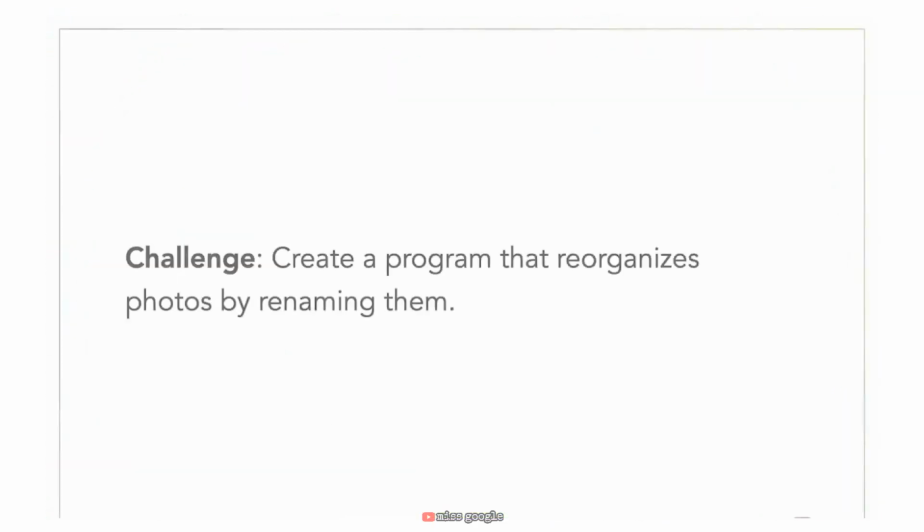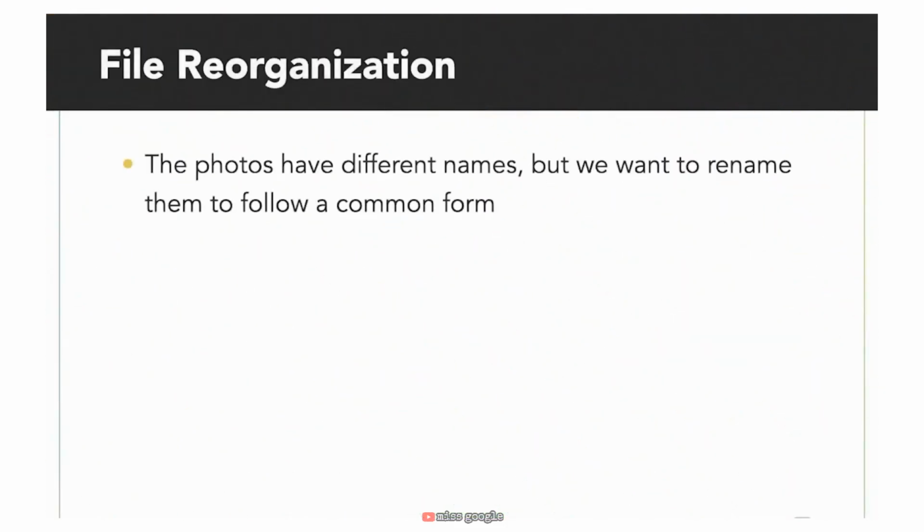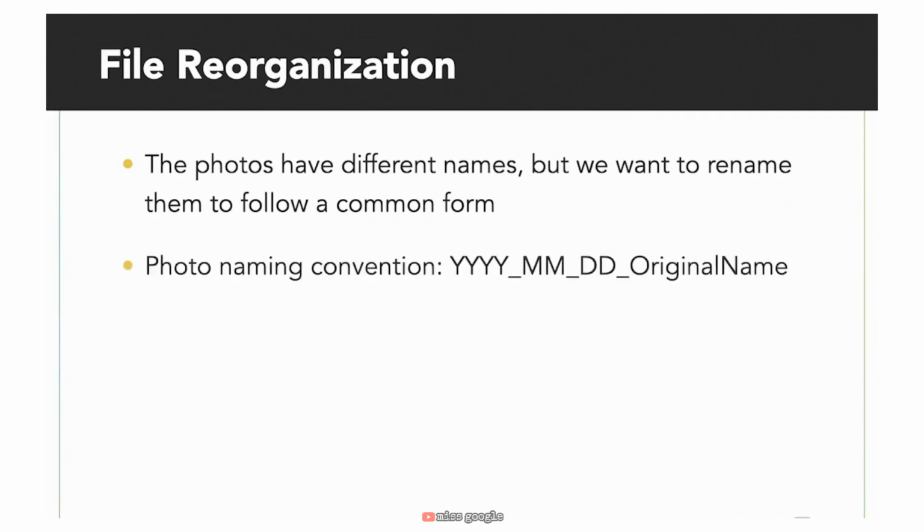Let's practice automating tasks using Python. In this challenge, you will create a program that reorganizes the photos in a given folder by renaming them. Many of the photos have different names, but we want to rename them so they all follow a common form. For example, each photo should start with the year, month, and day it was taken. We can use the creation date on the metadata of the photo to determine when it was created.